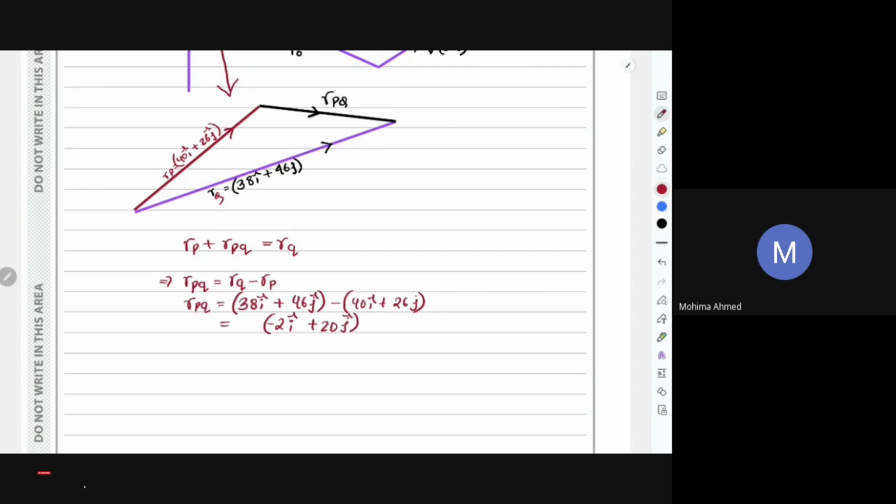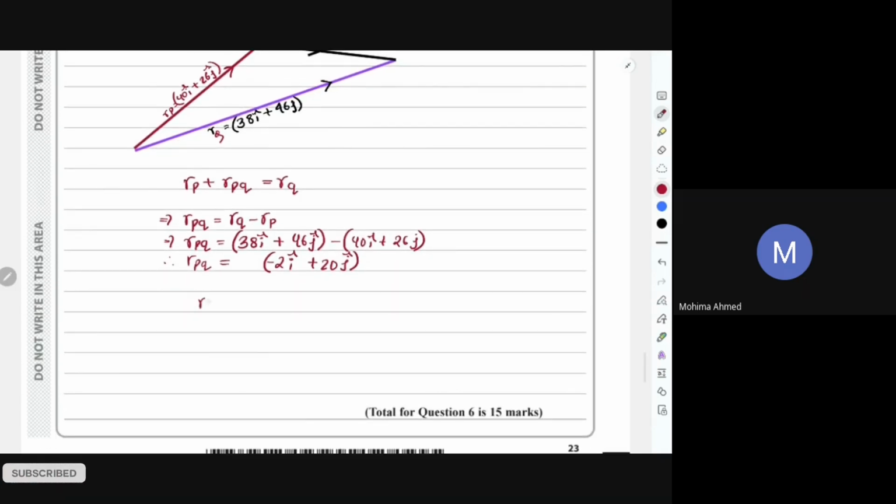Now this is again what? This is your vector, which is known as displacement. If I want to find out the distance, it is going to be the modulus of RPQ. It's just the square root of (minus 2) squared plus 20 squared, so 4 plus 400. That's just 404, which is 2 root 101. In decimals you get about 20.1 distance between them. Or you can write it as 2 root 101.